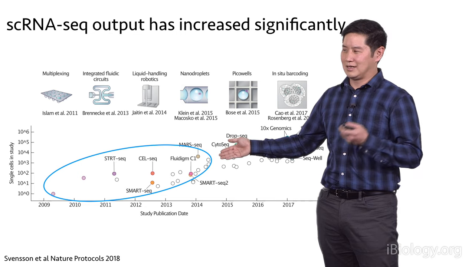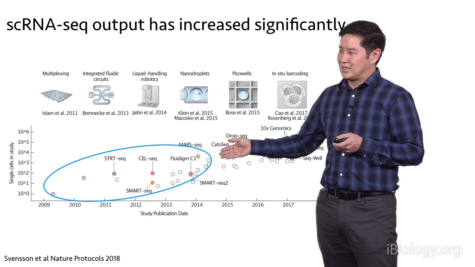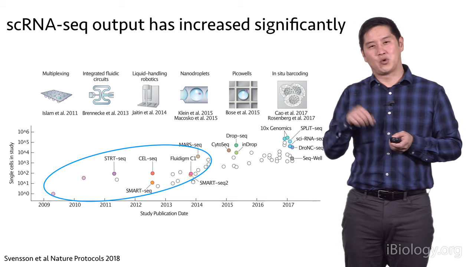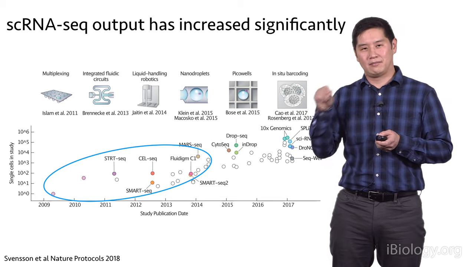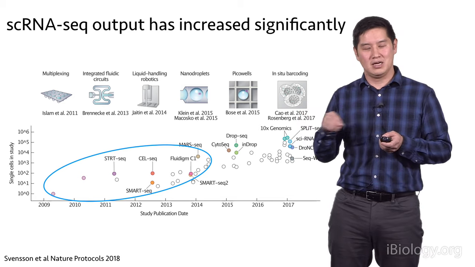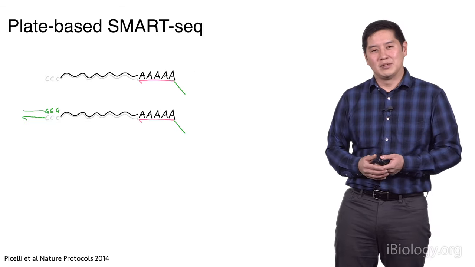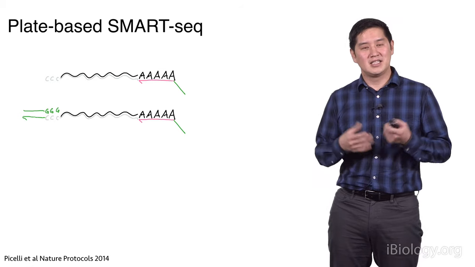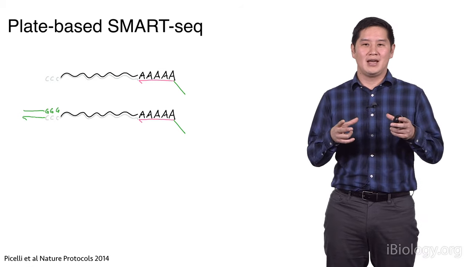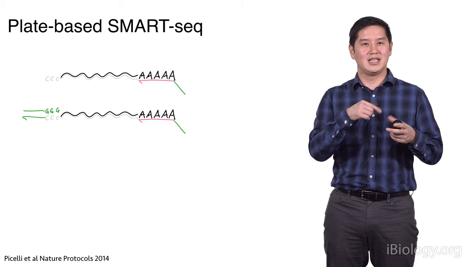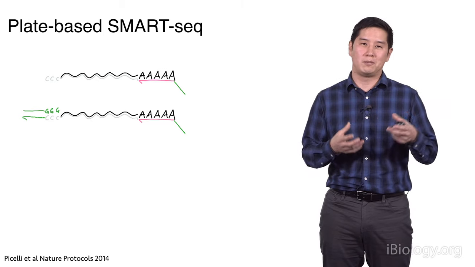about 5 years ago and earlier that really analyzed individual cells by sorting them into separate wells of a plate, preparing libraries from each of those individual cells, and then sequencing them. The most common method was this plate-based SmartSeq technique. In this technique, you use a flow cytometer and you sort your cells of interest, one cell into each well of a 96 or 384 well plate.